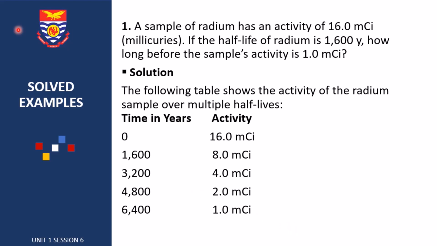This means that over a period of 4 half-lives, the activity of the radium will be halved 4 times, at which point its activity will be 1 millicurie. Thus, it takes 4 half-lives for the activity to decrease to 1 millicurie. The 4 half-lives are 1600, 3200, 4800, and 6400.